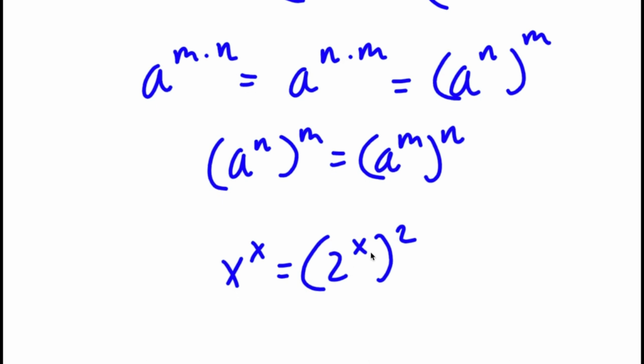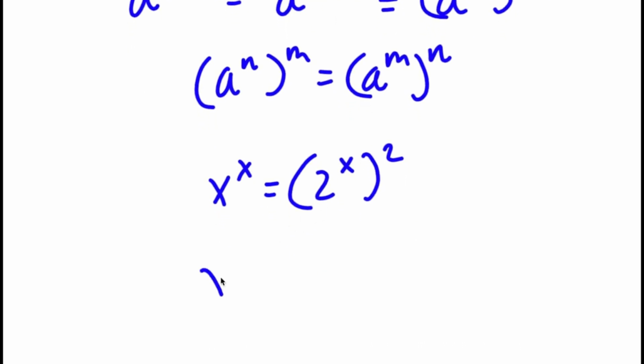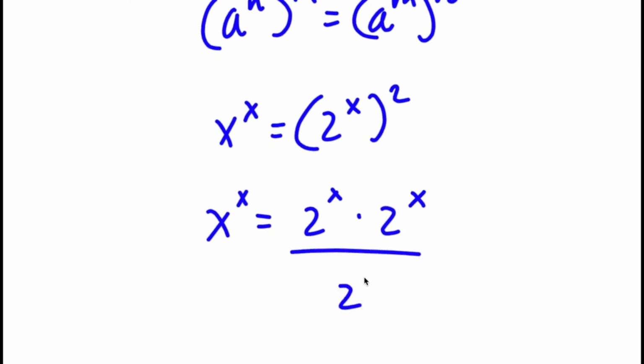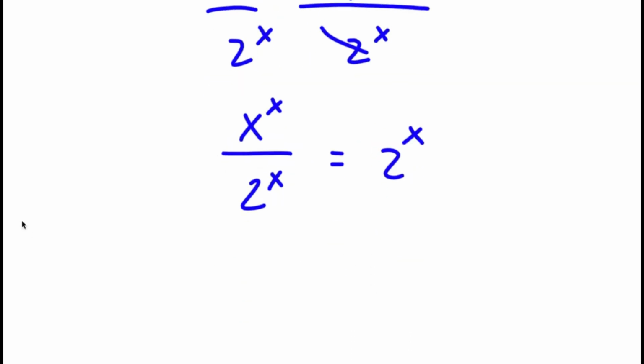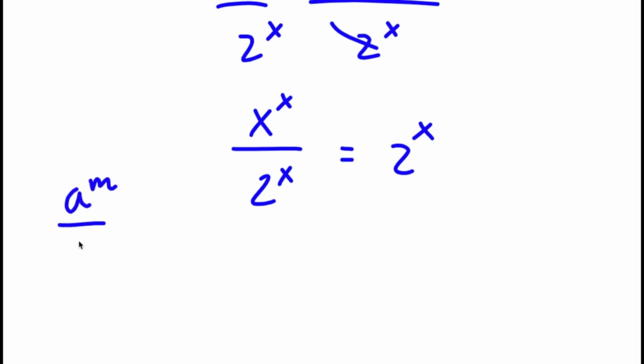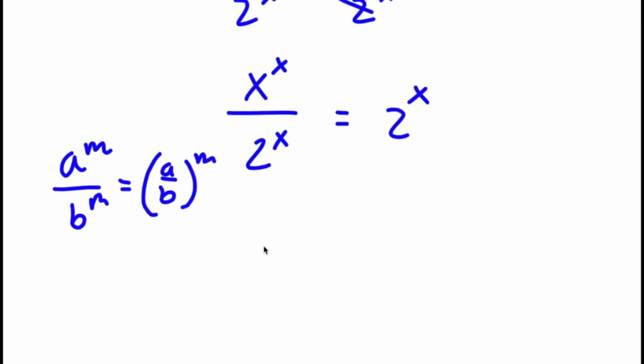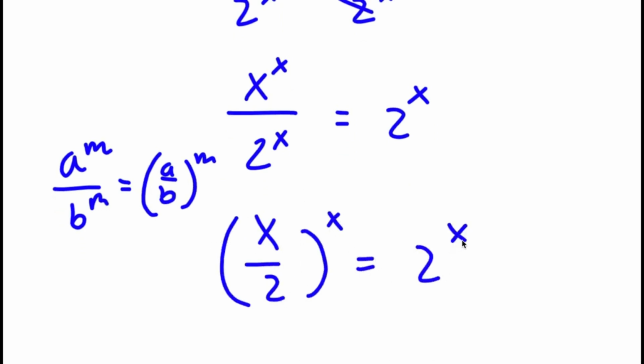Now, 2 to the power of x squared, I'm going to rewrite this as 2 to the power of x times 2 to the power of x. So now on both sides I'm going to divide by 2 to the power of x. So then these two cancel out, and now I'm left with x to the power of x over 2 to the power of x is equal to 2 to the power of x. Now, if I have something in the form a to the power of m over b to the power of m, this is equal to a over b to the power of m. So this is equal to x over 2 to the power of x, which is equal to 2 to the power of x.